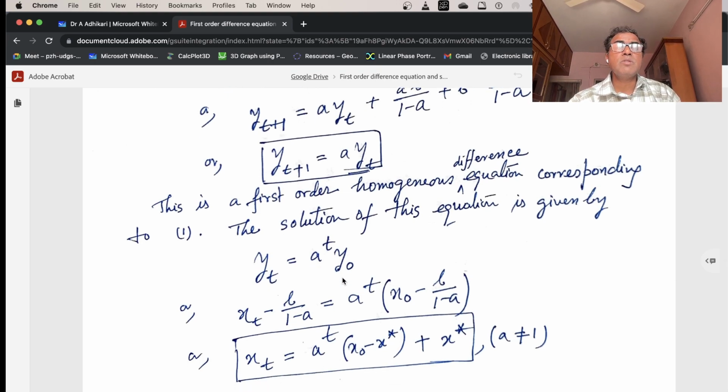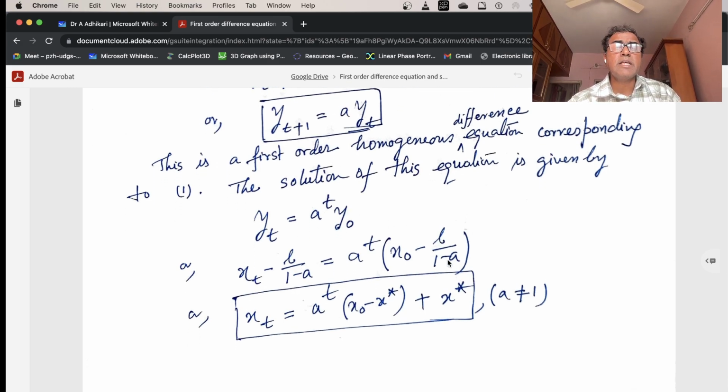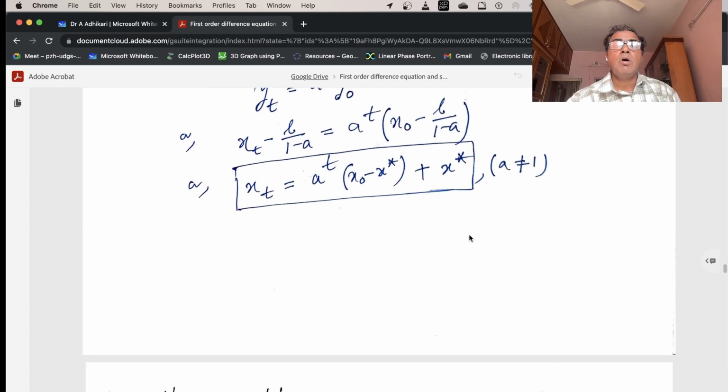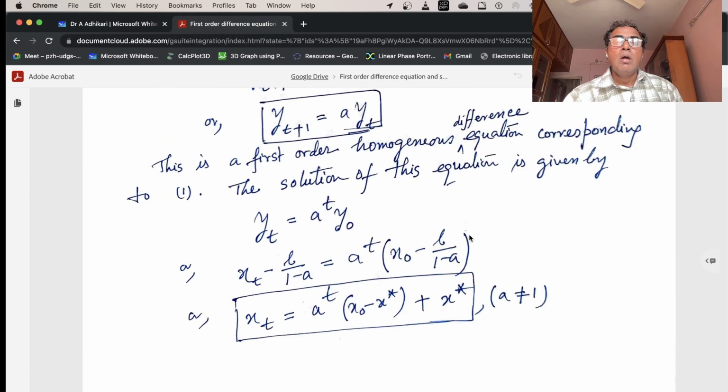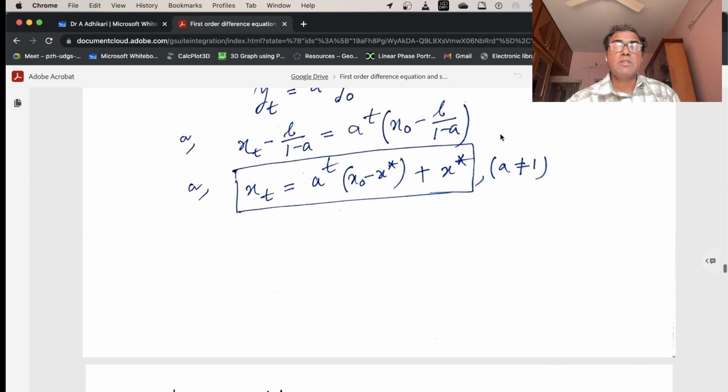The solution of this system is y_t equal to a to the power t y0, and here again we put the value of y_t as x_t minus b by 1 minus a, and y0 likewise. This is the solution of the corresponding homogeneous difference equation.